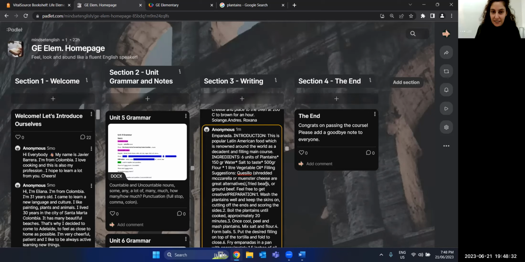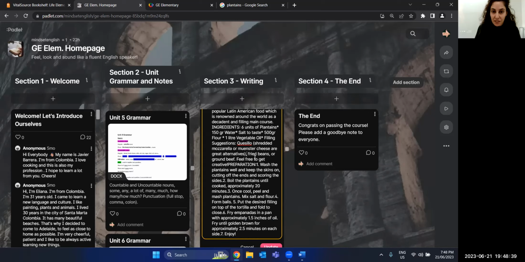Fried beans. Is this the how to make it or the ingredients? How much beans do we need? A can of beans, fried beans, or ground beef. So I need to know how much. Feel free to get creative.